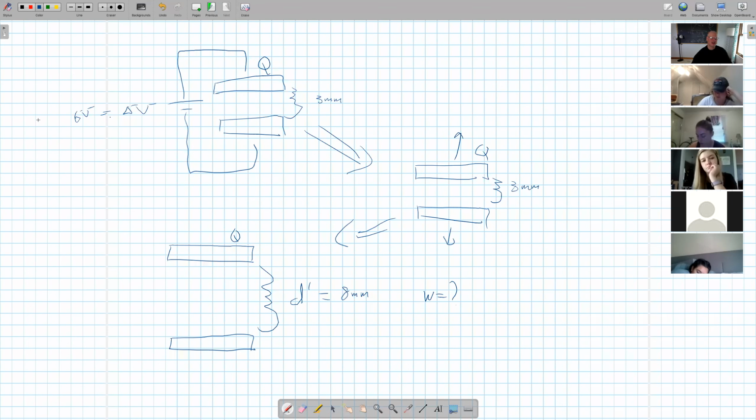Now, as far as the exam is concerned, this is a great example of the second problem. So make sure you understand basically how to do this one.